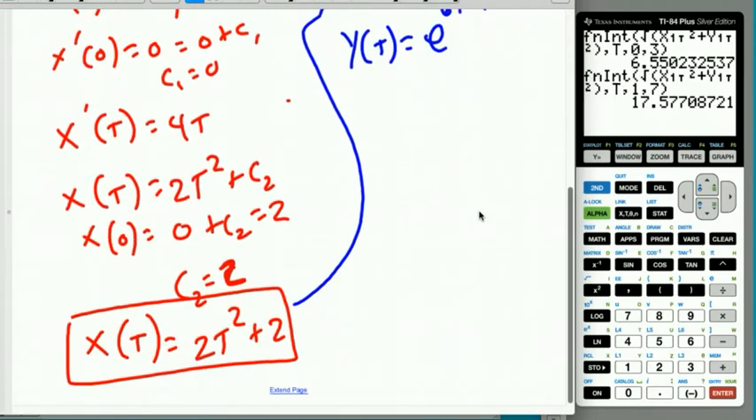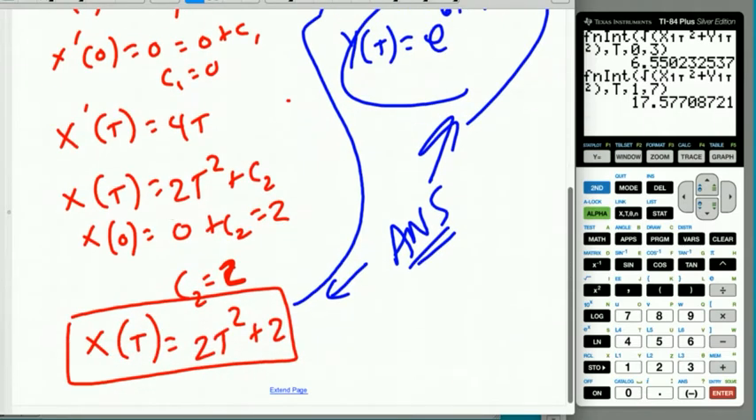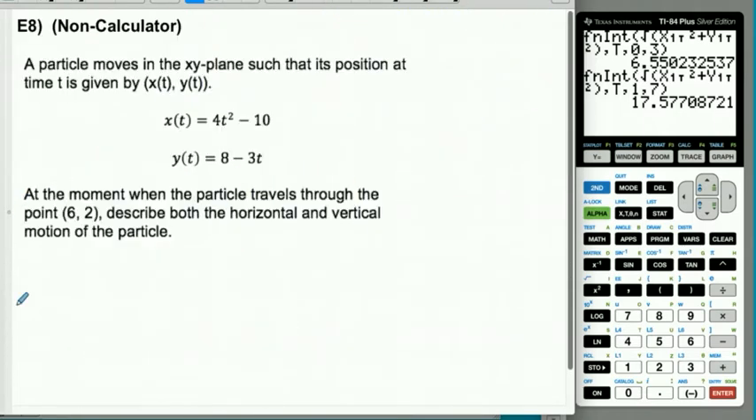So that's my answer. These two together are my answer. All right. Again, kind of a clever problem. All right, so let's do 2 last problems.